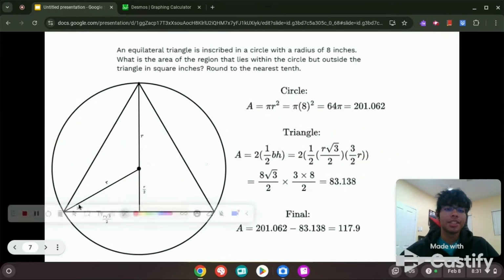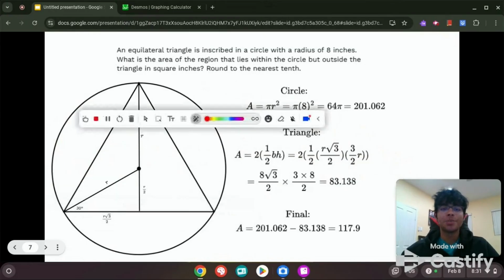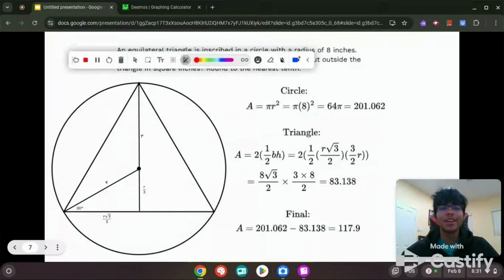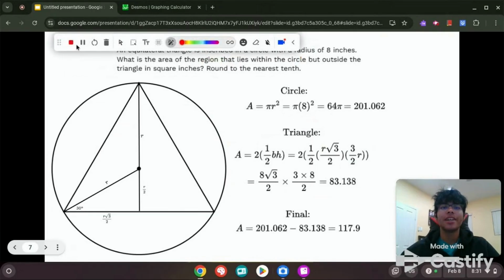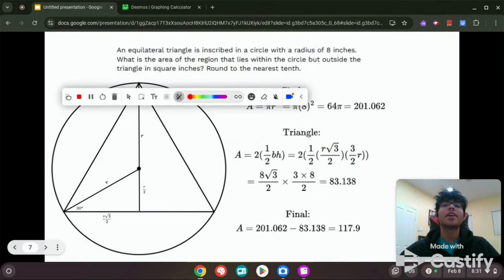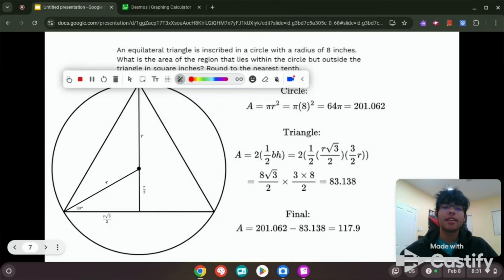So this one is probably one of the most work intensive ones so far, or maybe in this entire worksheet. So an equilateral triangle is inscribed in a circle with a radius of 8 inches. What is the area of the region that lies within the circle but outside of the triangle in square inches? Round to the nearest tenth.